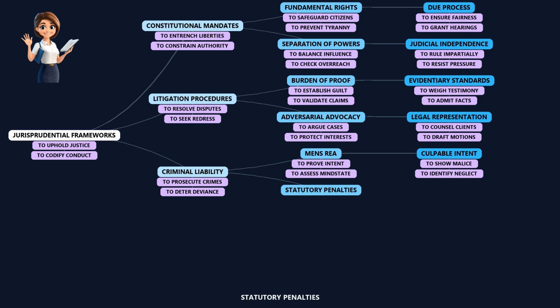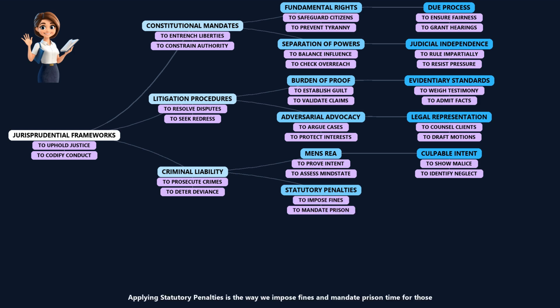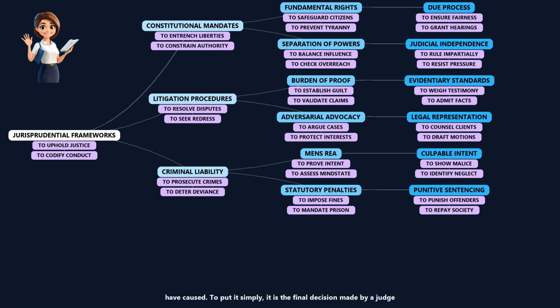Statutory penalties. Applying statutory penalties is the way we impose fines and mandate prison time for those who break written laws. Effectively, the law already has a price list for crimes so that everyone knows the punishment before they act. Punitive sentencing. Strict punitive sentencing is used to punish offenders and repay society for the damage they have caused. To put it simply, it is the final decision made by a judge about how much time a criminal must spend behind bars.